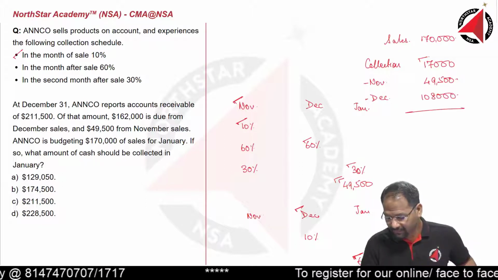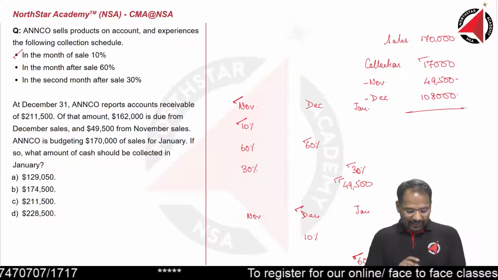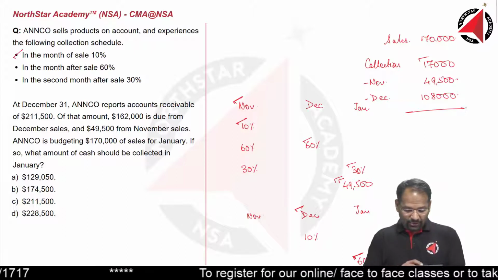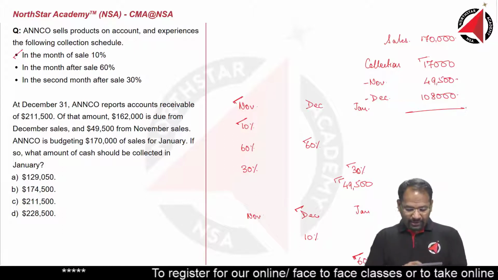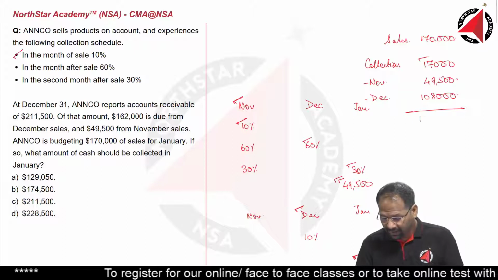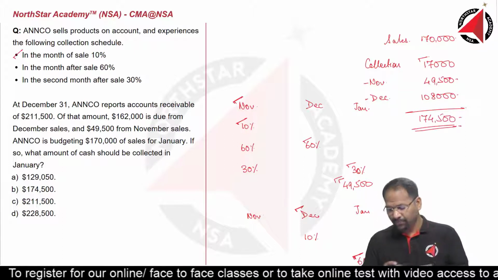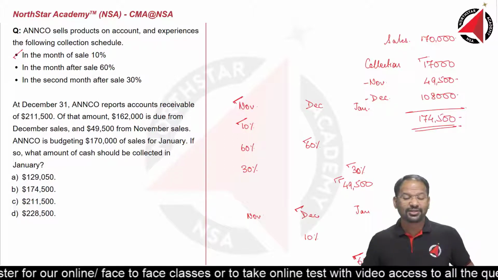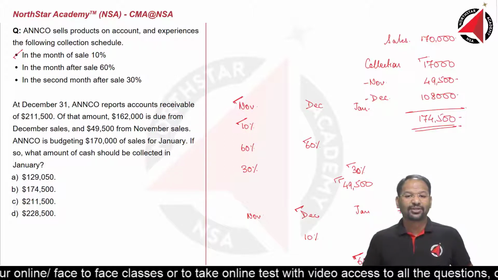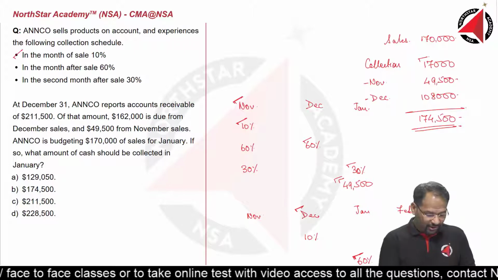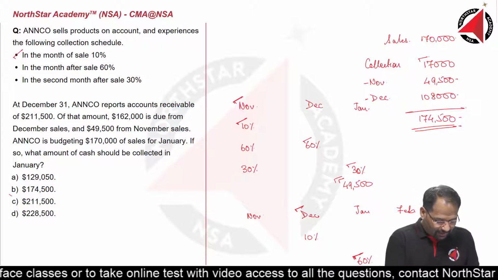$108,000. What is the total collections? 17,000 plus 49,500 plus 108,000, $174,500. This is the total collections for the month of January. So the correct option is option B, $174,500.